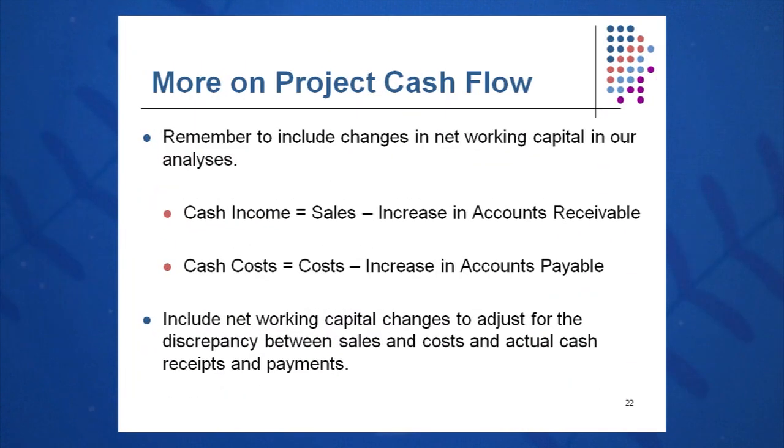We want to include changes in net working capital in our analyses, so just not the pure sales number. Sales won't generate pure cash income. We must look at and take out the increase in accounts receivable. And from cash costs, we must subtract increases in accounts payable. And again, this is just following our OCF minus NCS minus CNWC methodology.